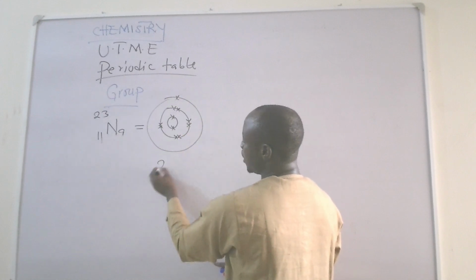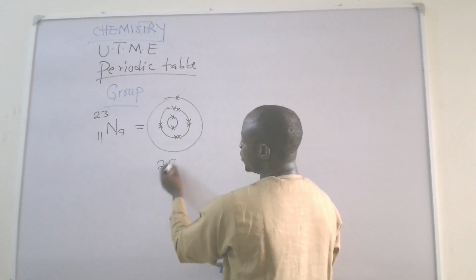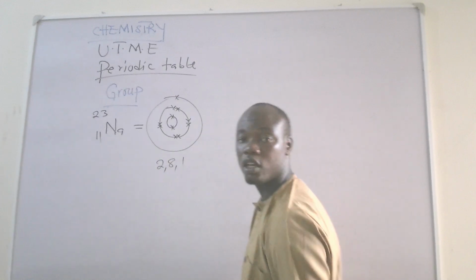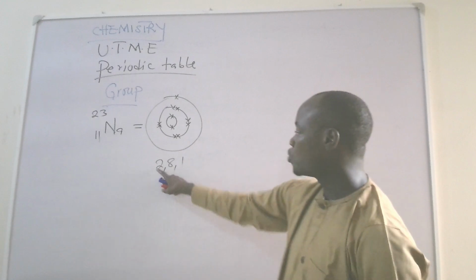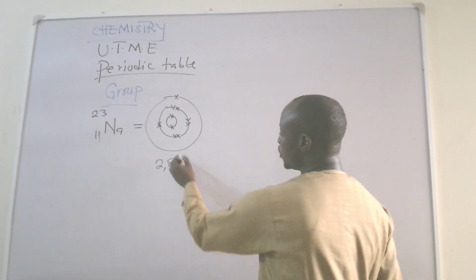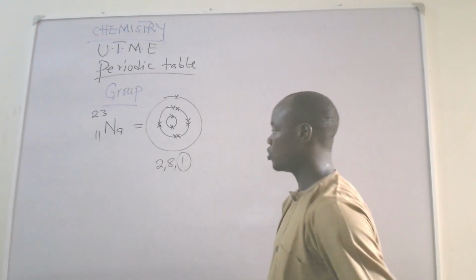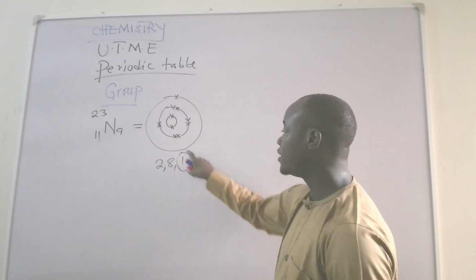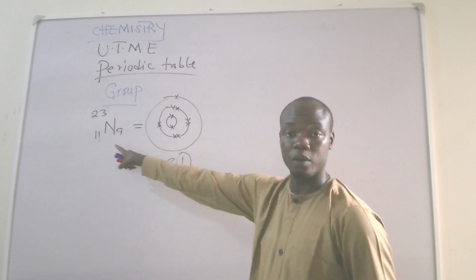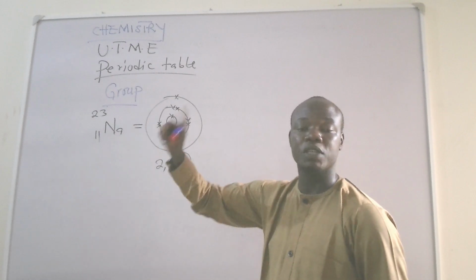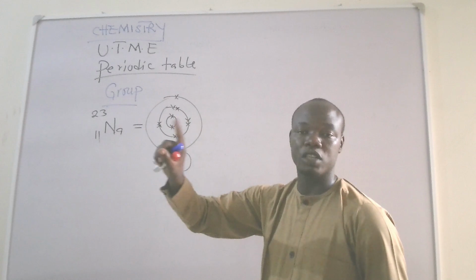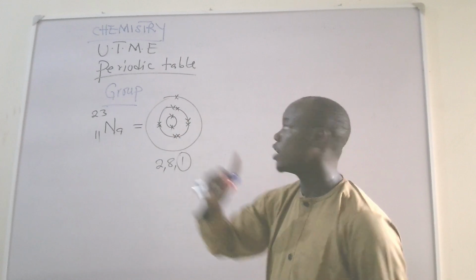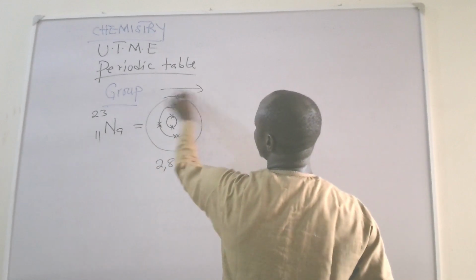So in the first shell, we have 2. In the second shell, we have 8. And in the last shell, we have 1. So we have 2, 8, 1. And we have only 1 electron on the outermost shell. So 1 electron is found on the outermost shell, which means this is the valence electron of sodium. Because as I said, valence electrons are the total number of electrons found on the outermost shell.